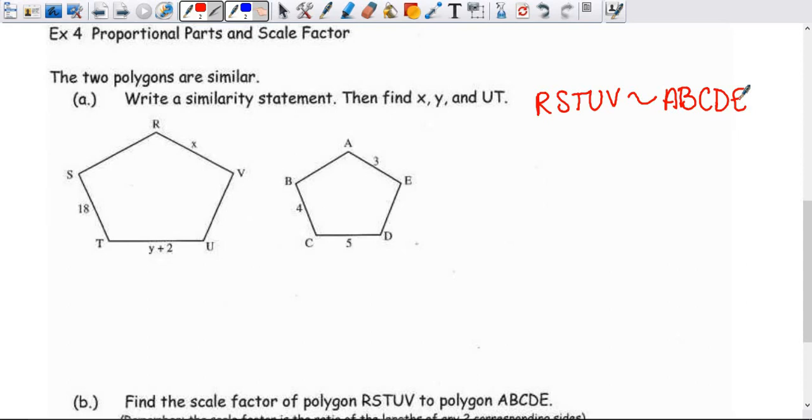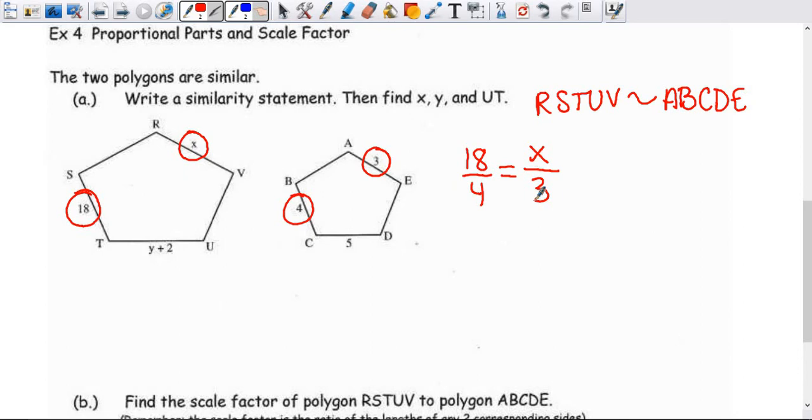In order to start this, what we want to do is look at where some sides match up, and I want one that will be all numbers, so I'll have a ratio. So 18 and 4 are both in the same part of both of these figures. That will give me my ratio or scale factor to begin with. Now I'm going to match it up with X, because I want to find X. That's on the same figure as the 18, and 3 is what it corresponds with on the other shape, so I'll use that.